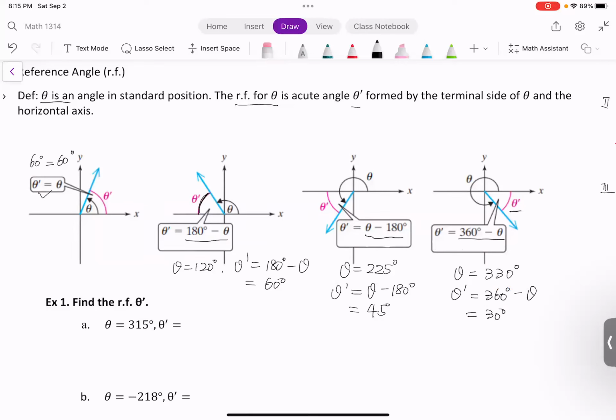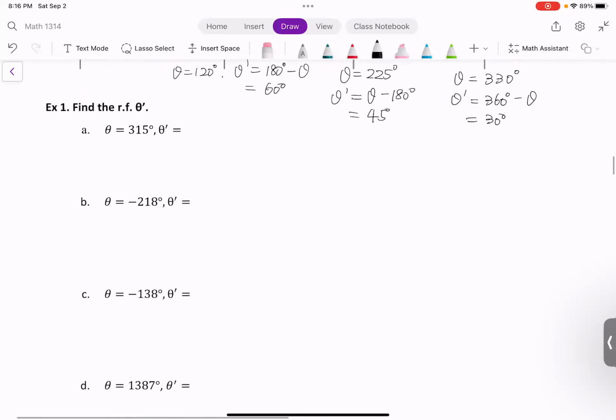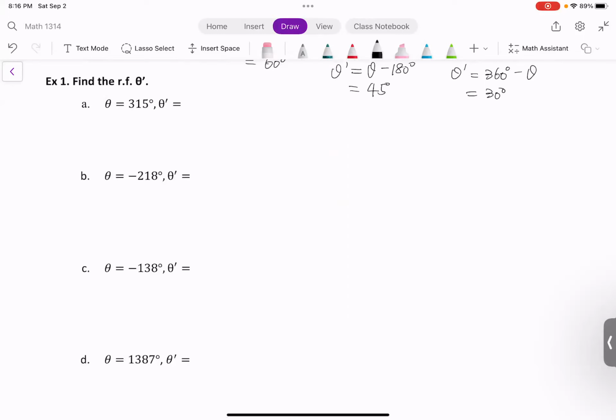You never get a reference angle that is obtuse. For example, if I found my reference angle is 120, no, you are making a mistake. So we need to go back to see where my mistake is and find an acute reference angle. Next, find the reference angle for some different angles. For example, theta equals 315 degrees. Find theta prime, the reference angle.